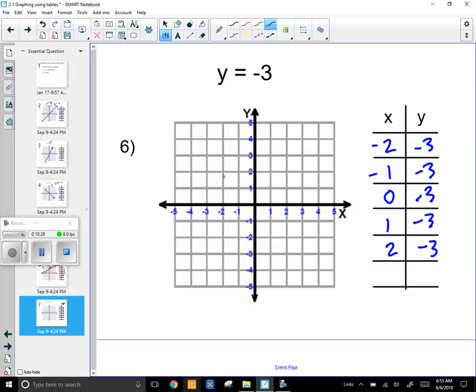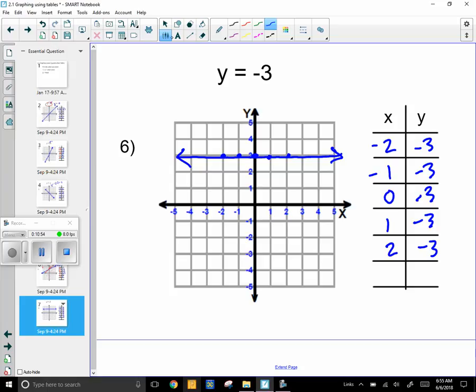So when I plot these, I just get a straight line. No matter what x is, y is -3, and that gives us a horizontal line. The slope of this line is 0. I don't want to get into too much detail on that in this video. We'll talk more about that later. But this is kind of a trivial situation that you'll start to get used to seeing.